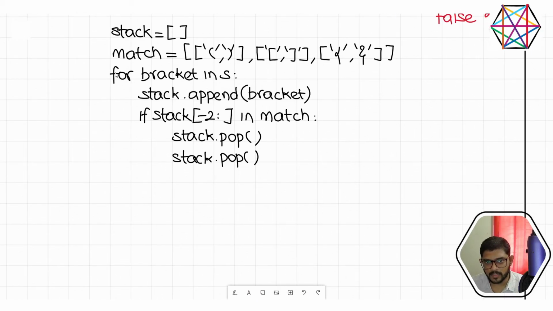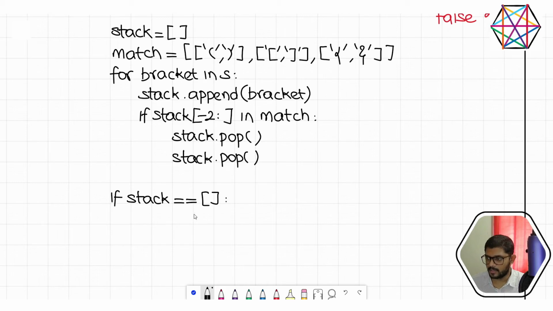So once we are done with this for loop, finally, we'll check if our stack is empty. If our stack is empty, then we return the Boolean true. Like I told you, it will be empty if and only if it's a valid parenthesis. Otherwise, it won't be empty, and we return the Boolean false. If it is non-empty, then it means that it's not a valid parenthesis.